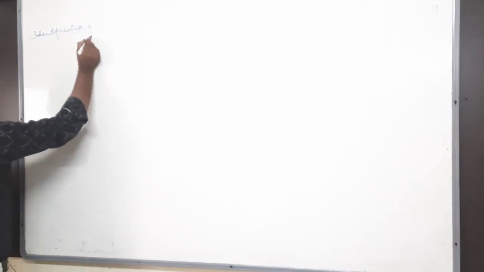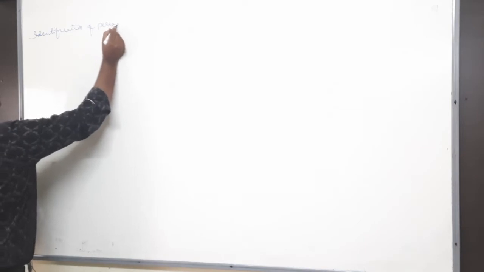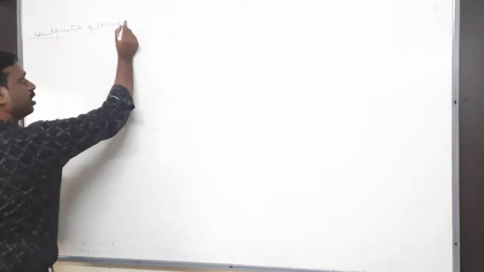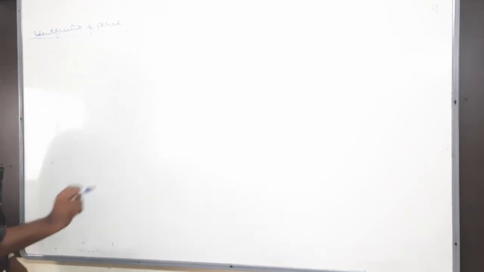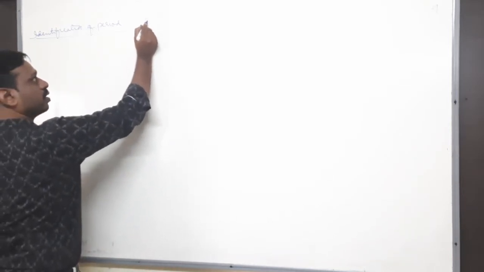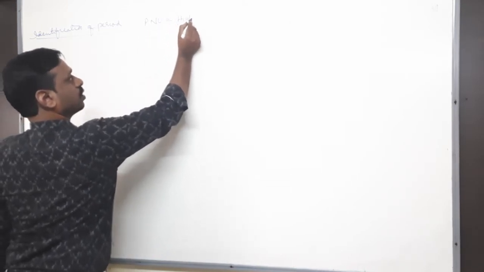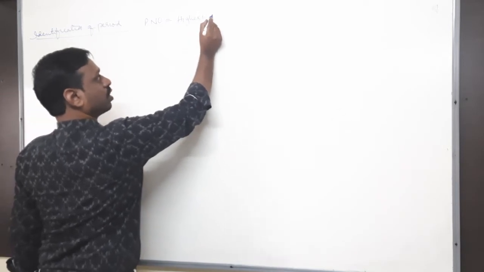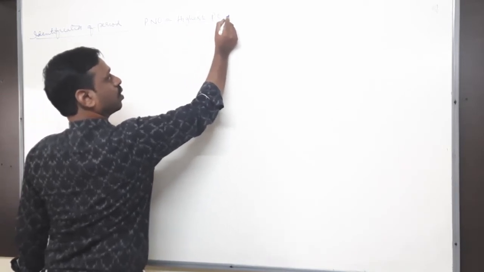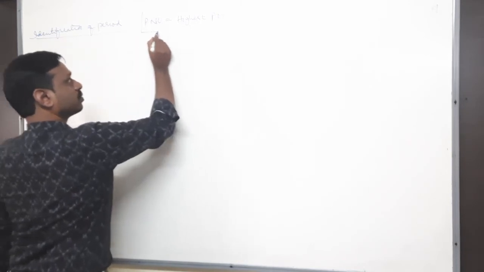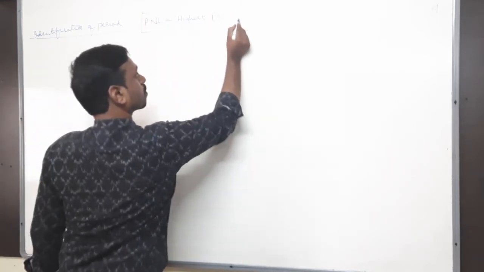Identification of period. A period number can be identified by the highest principal quantum number. Therefore, period number is always equal to the highest principal quantum number. Period number can be identified based on the highest principal quantum number.